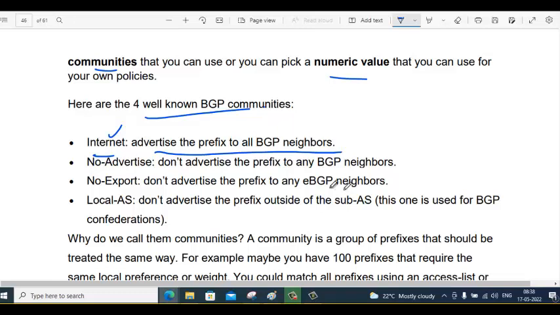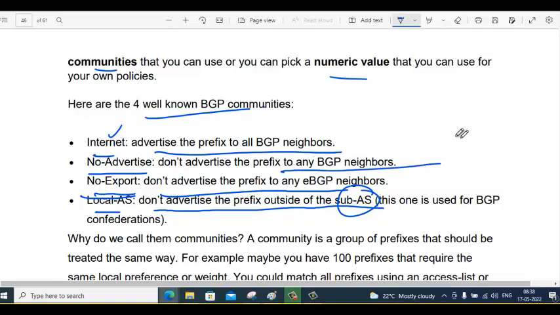Local AS I covered. Do not advertise the prefix outside the sub-autonomous system. What is a sub-autonomous system? A private autonomous system, a confederation. Next is no export. Don't advertise to EBGP, meaning you should advertise only within IBGP. There is also another called no advertise. Don't advertise to anyone, IBGP or EBGP.